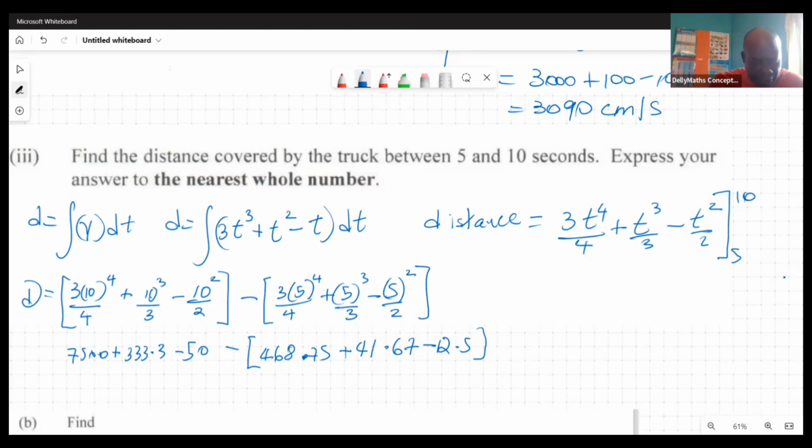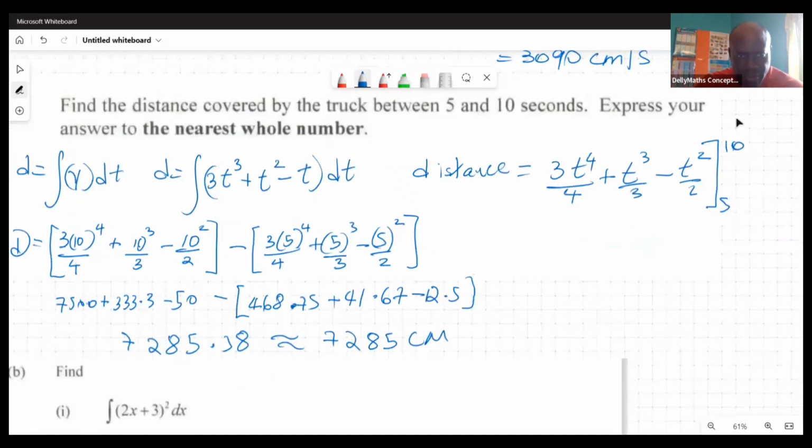All right, so I'm getting 785.38. But to the nearest whole number, I'm getting 7.285 centimeters. Right? So to the nearest whole number, that's what I'm getting right there. All right, looks all right. Let's move on.